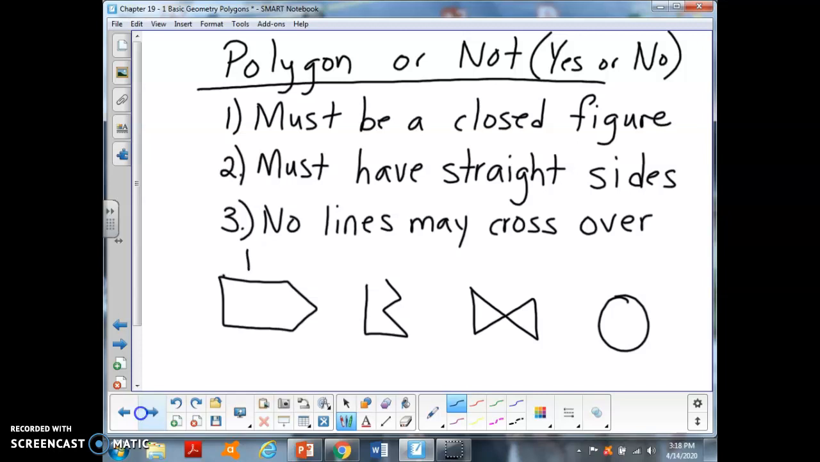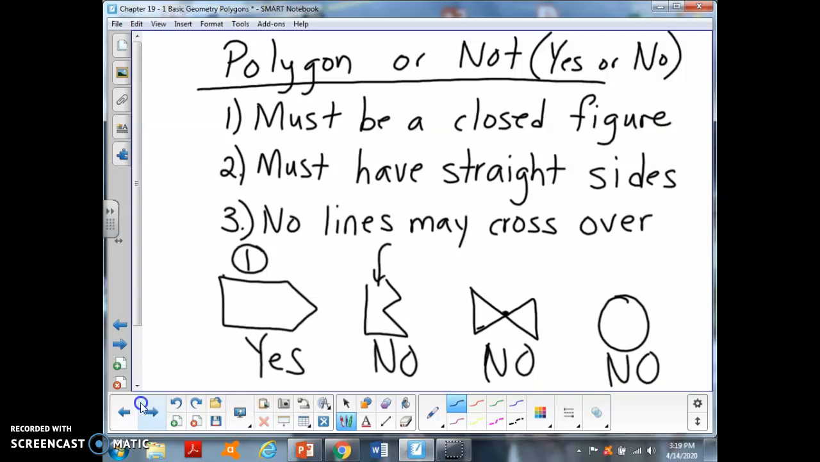Is this one a polygon? The answer is yes. Closed, all the way around, straight sides, no lines crossing over. Is this one? No. There's an opening there. Can't be. No. This one? No, because it crosses over right there. Can't have that. That's a no. And this one is a no, because it's a circle.